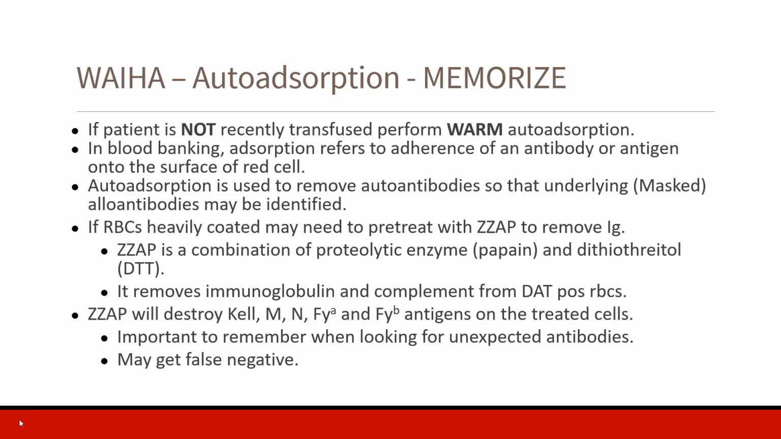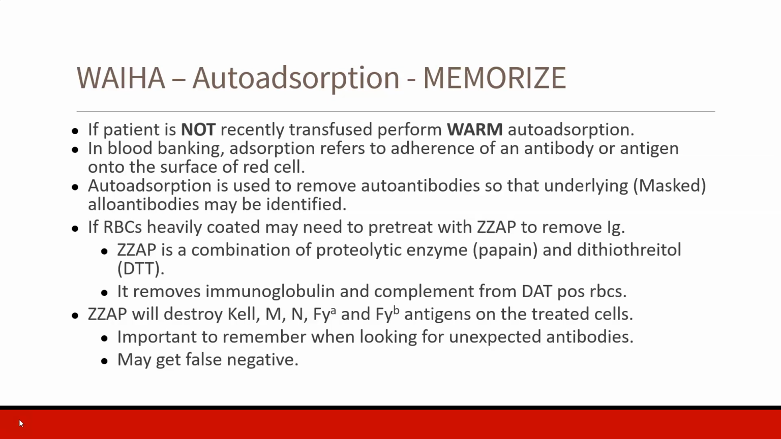If the red cells are heavily coated, you may need to pre-treat the patient's red cells with a product called ZZAP. ZZAP will remove immunoglobulins from the cells. It's a combination of proteolytic enzymes, papain, and dithiothreitol, DTT. It removes immunoglobulin and complement from the DAT positive red cells. So we want the red cells naked. We want them not to have anything coating their cells. And ZZAP is a very popular product used for this purpose.